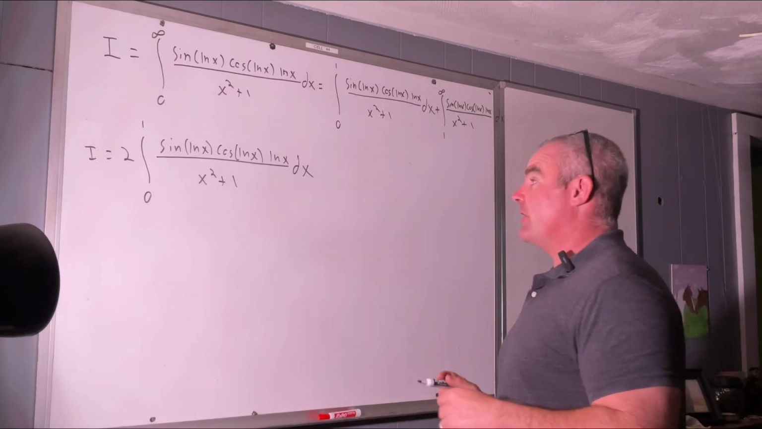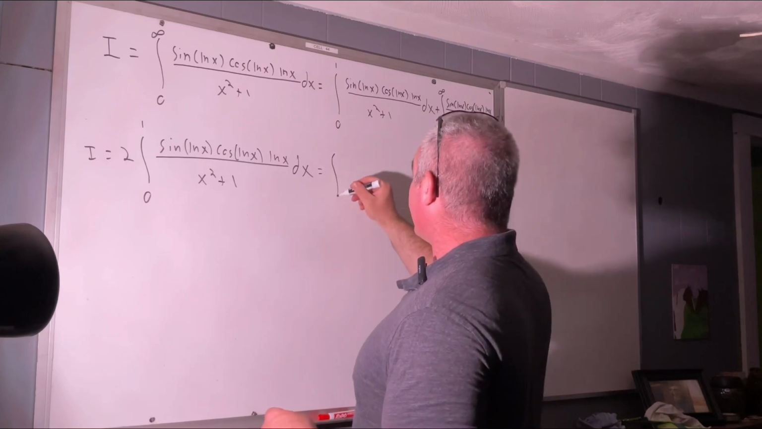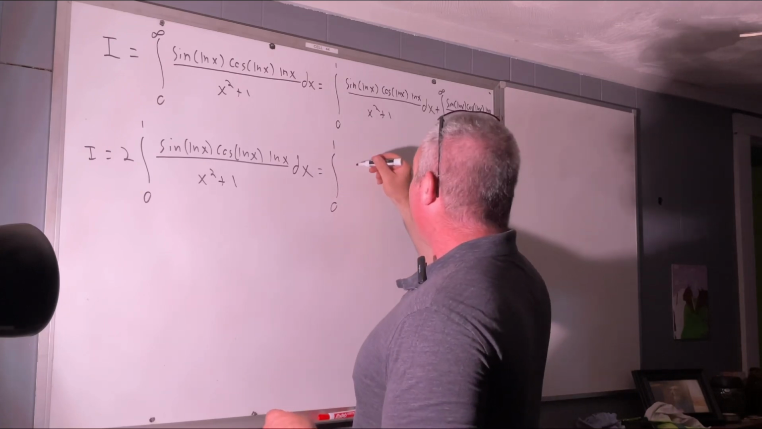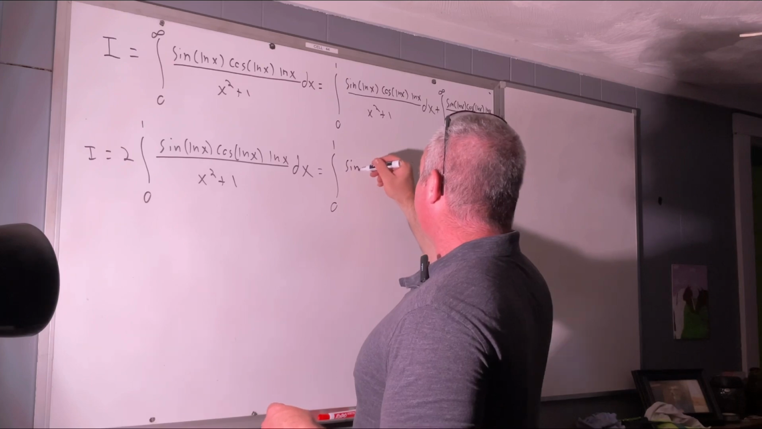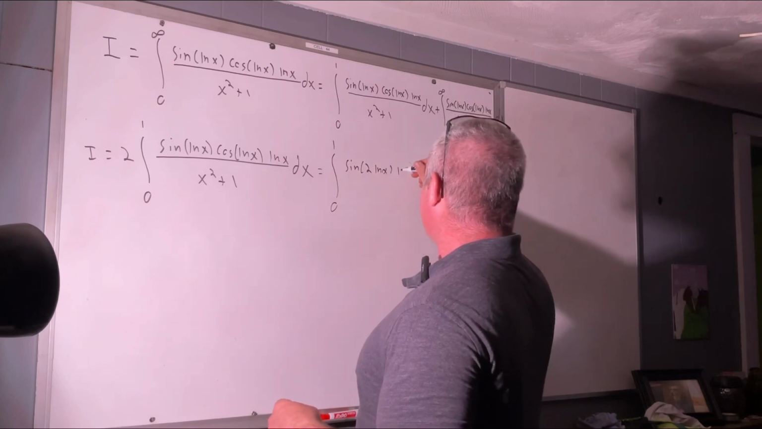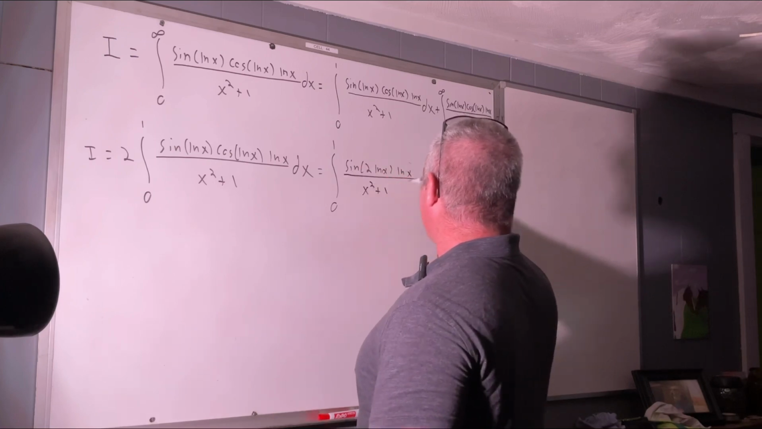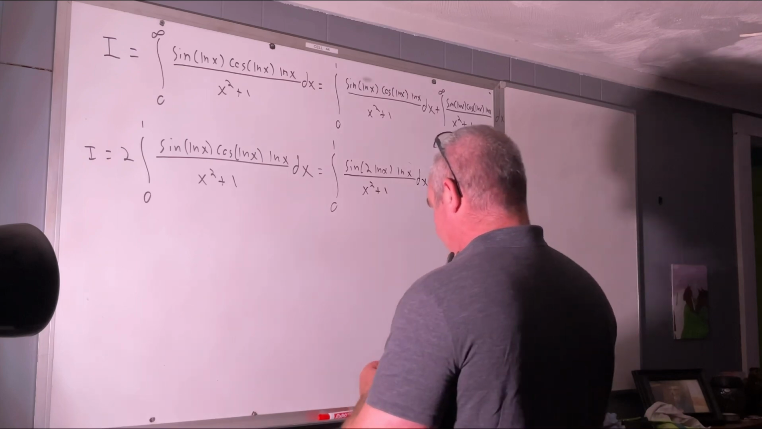All right. Now, using a trig identity, we know that 2 sine something cosine something is equal to sine of 2 something. So we can say that this is equal to the integral from 0 to 1 of sine of 2 natural log x times natural log x over x squared plus 1 dx.